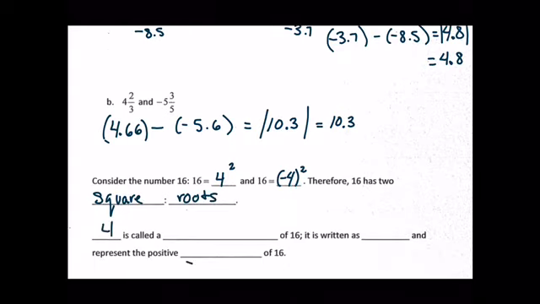4 is called the principal square root of 16. And we write this as the square root of 16. And you can represent the positive square root as the square root of 16.